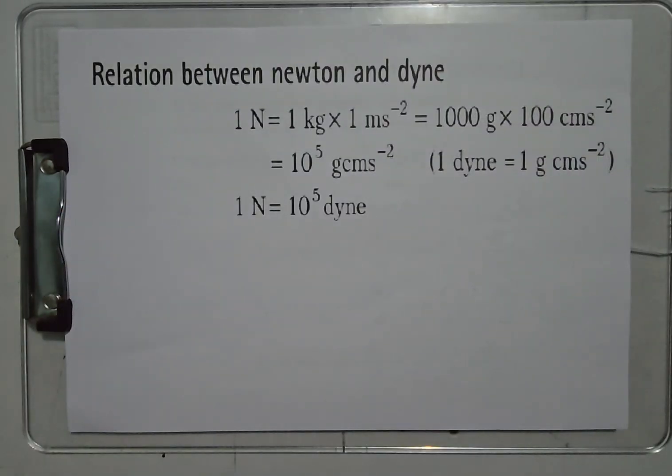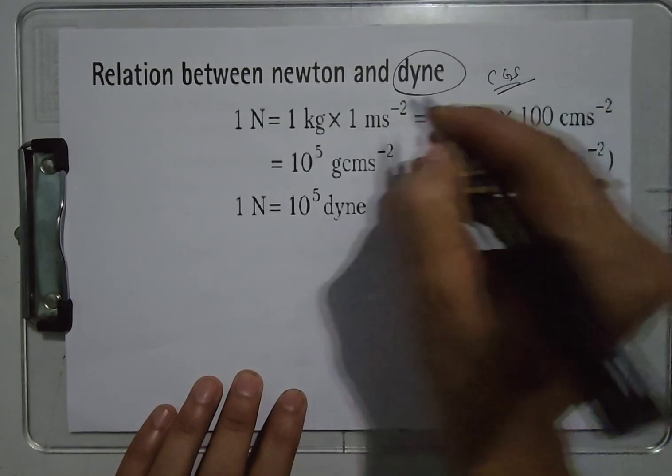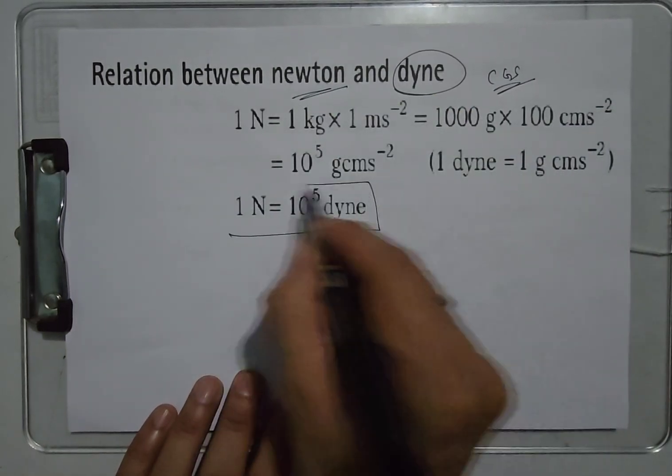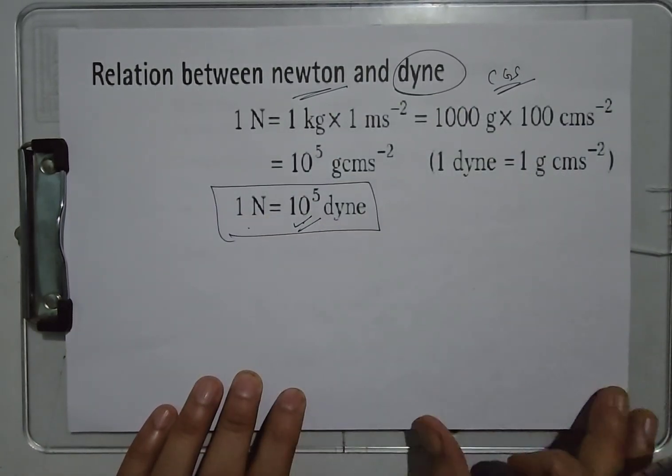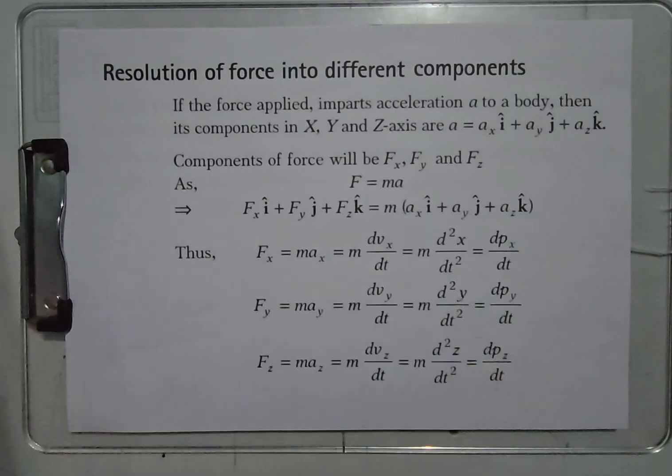Next, what is the relation between Newton and dyne? Dyne is basically the CGS unit of force, and Newton is the SI unit. You should remember simply that 1 Newton is equal to 10 raised to power 5 dyne. There is nothing special about this. You should remember this expression only. That's it. Now let us proceed.